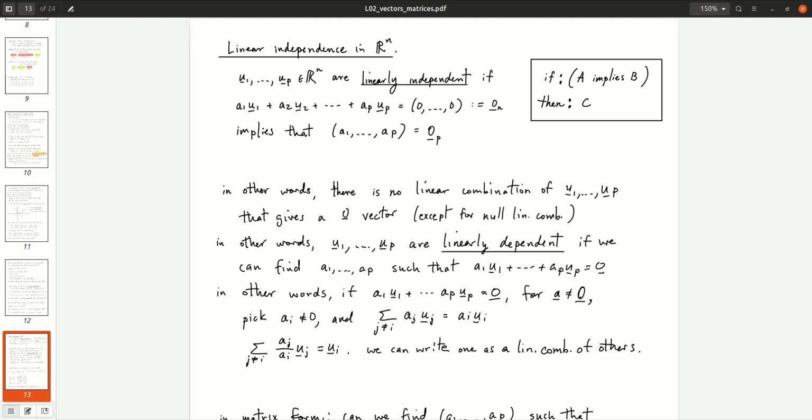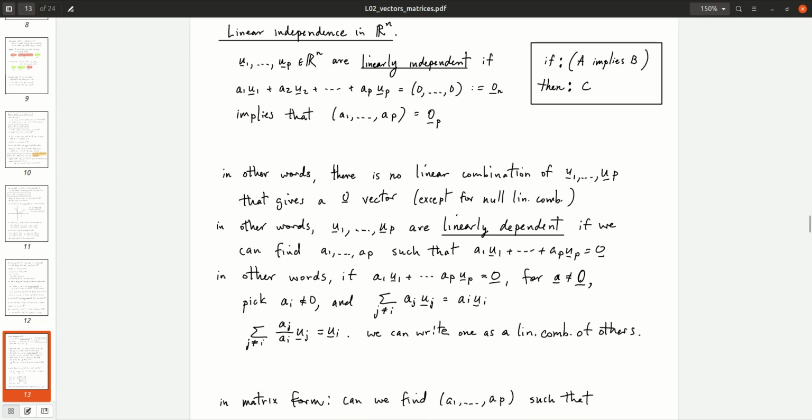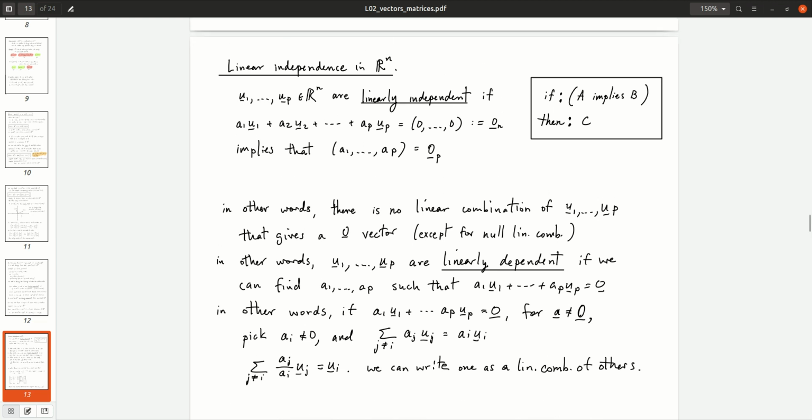Now, I think it's helpful also to have a little bit more heuristic definition so you can wrap your mind around what's going on here. Another way of saying this is that there is no linear combination of u1 to up that gives you 0, except the linear combination where all the coefficients are 0. So if the only way to take a linear combination of u1 to up and get 0 in all entries of the vector is to make all the coefficients 0, then they're linearly independent.